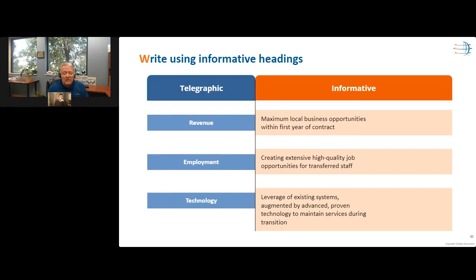We are a strong advocate at Shipley in using informative headings in our proposal sections. We could just put revenue as a heading to a topic that's discussing revenue, or we could tell the customer what is important about what they're about to read, that there is a benefit here. Same with employment. We could use employment as a heading, or we could say creating extensive high quality job opportunities for transferred staff. Boy, that's the benefit. That's what we're trying to sell.